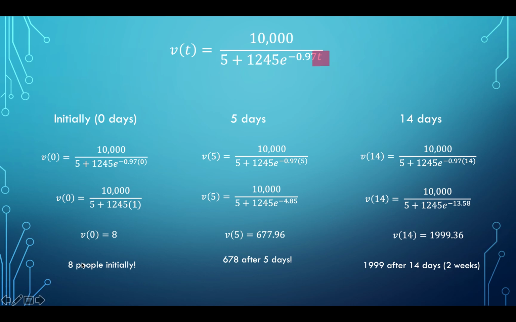So our final answers would be: for 0 days, 8 people have chickenpox. After 5 days, 678 people have the chickenpox. And after 14 days, 1,999 people have the chickenpox.